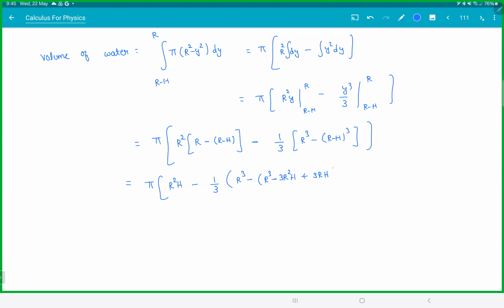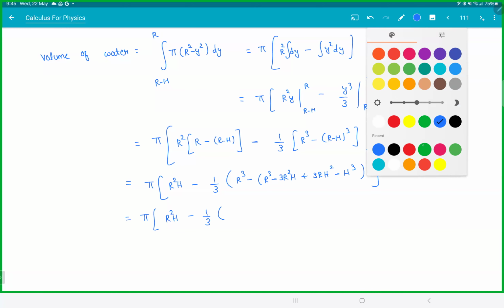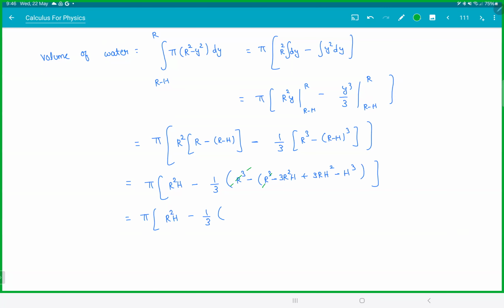A minus b whole cube. I hope you know how to expand that. 3r h square minus h cube. So this is r square h minus 1 by 3. R cube will cancel. This guy will cancel. You end up with minus of minus, which is 3r square h minus 3r h square plus h cube.